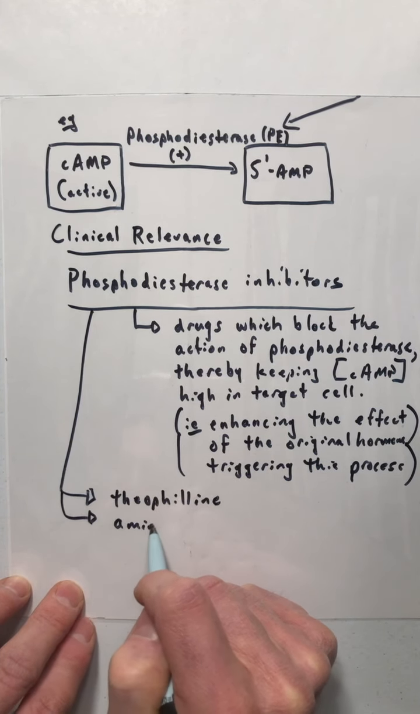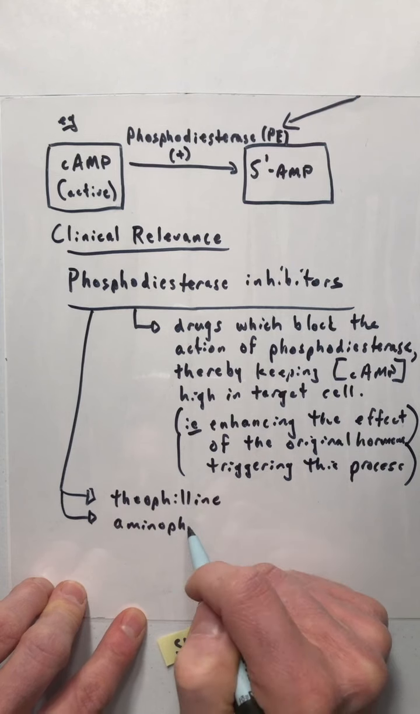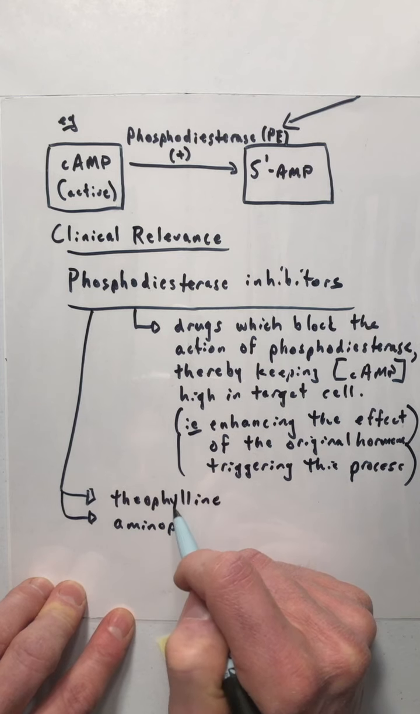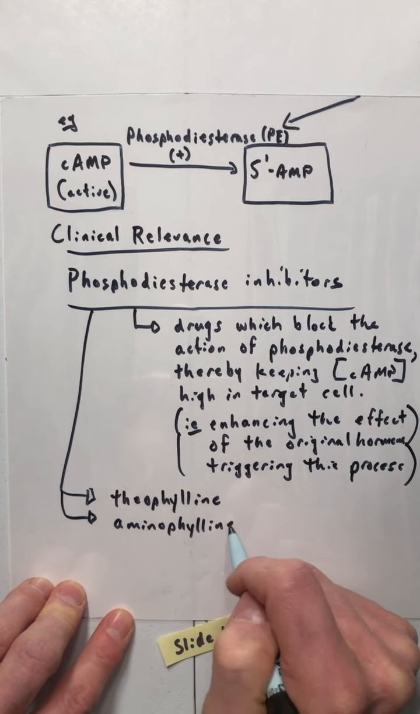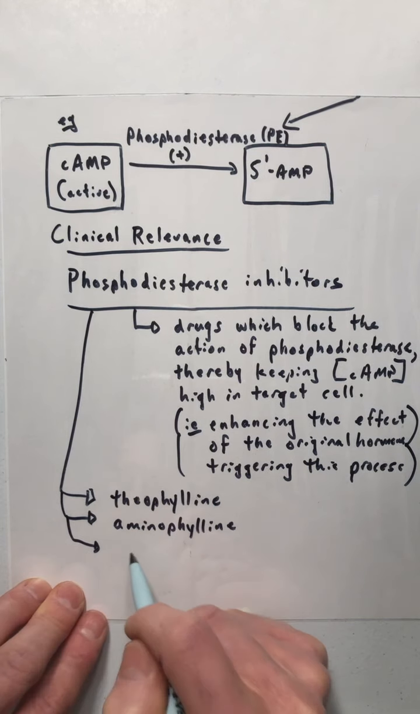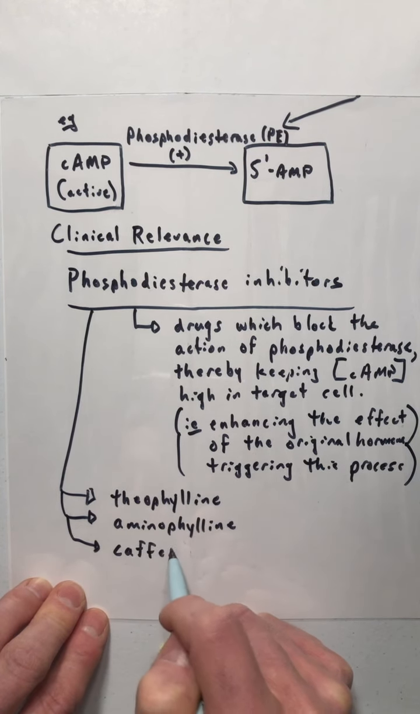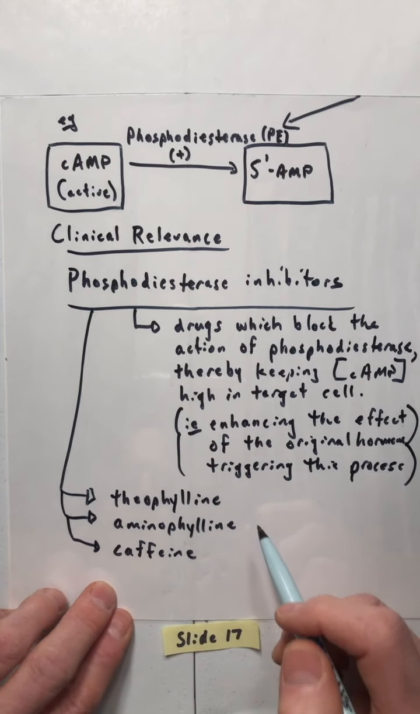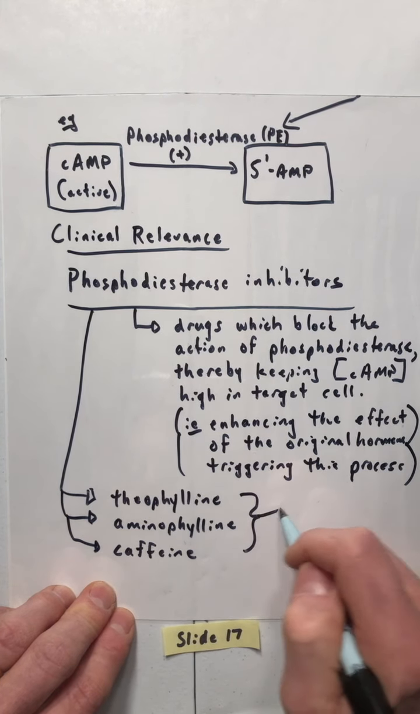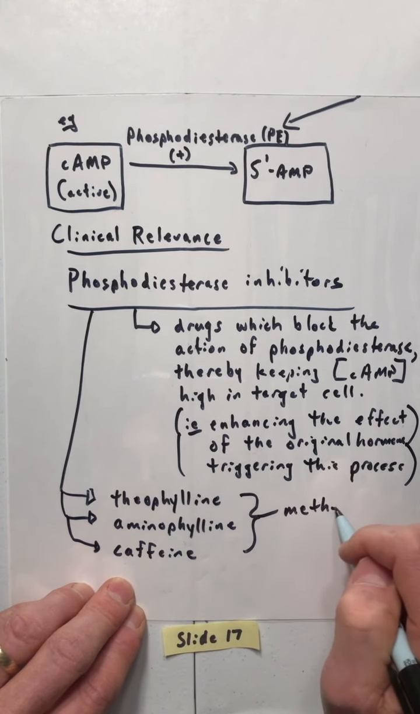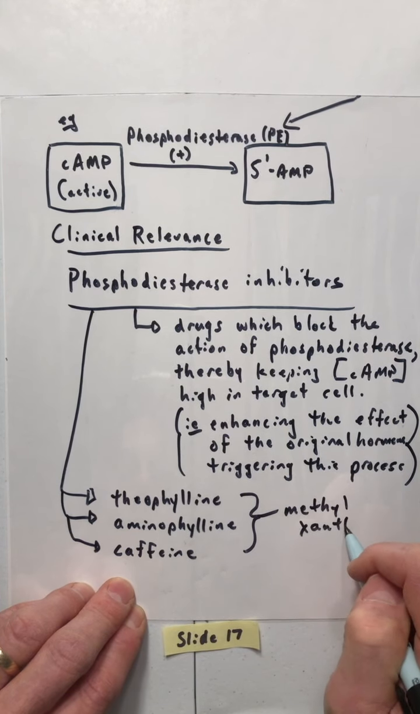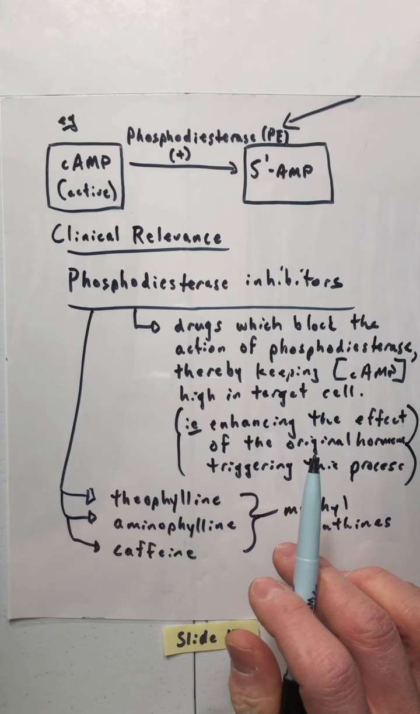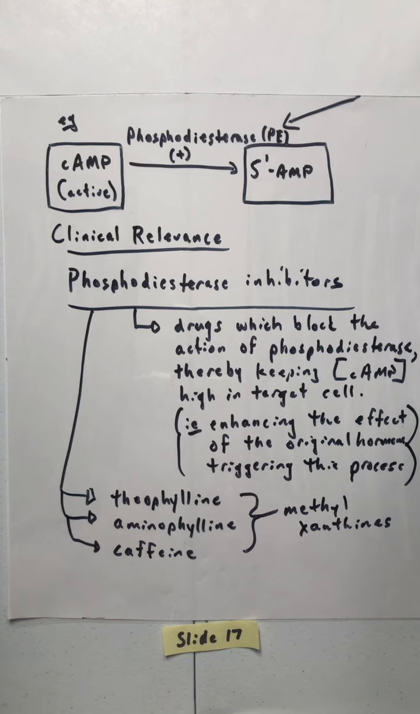Aminophylline, closely related chemical, is also a phosphodiesterase inhibitor. It should be a Y, not an I. Aminophylline. And caffeine is actually an example of a phosphodiesterase inhibitor. All three of these drugs are examples of methylxanthines. That's the organic chemistry term for them. Methylxanthines, which block the effects of phosphodiesterase. And so they keep cyclic AMP levels high in these cells.